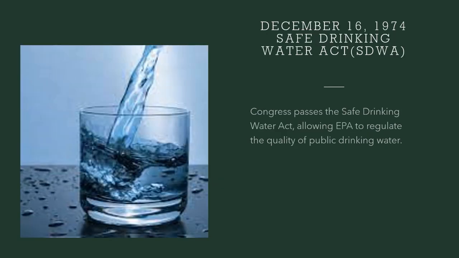In 1974, the EPA enacted the Safe Drinking Water Act. This was one of the most important acts in the United States because it regulated the quality of public drinking water. The Clean Water Act did not cover drinking water. It only covered the waters of the United States. Until the Safe Drinking Water Act, there was no law on the books to protect the water you drink.